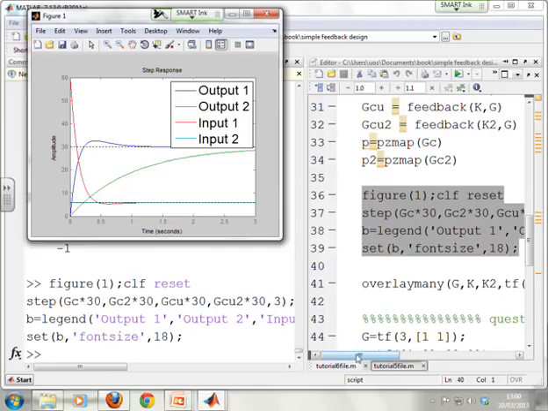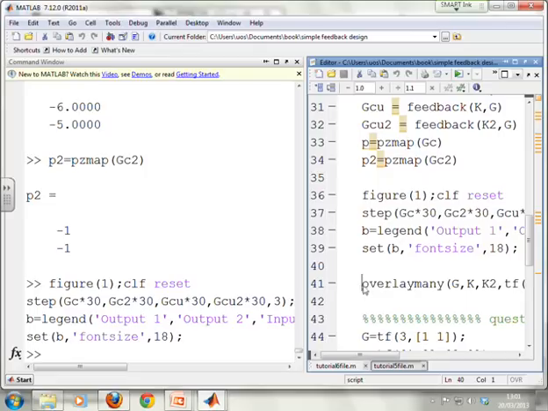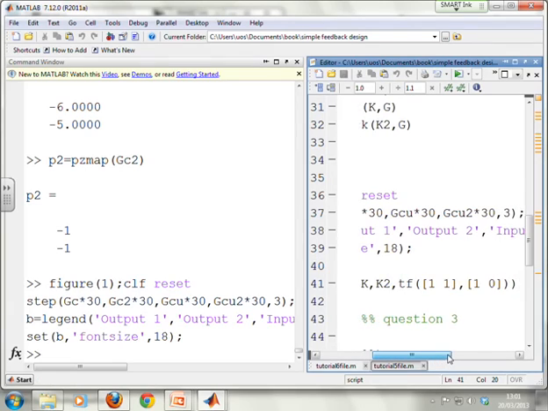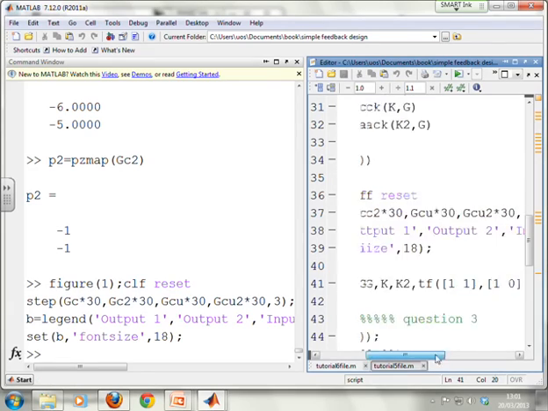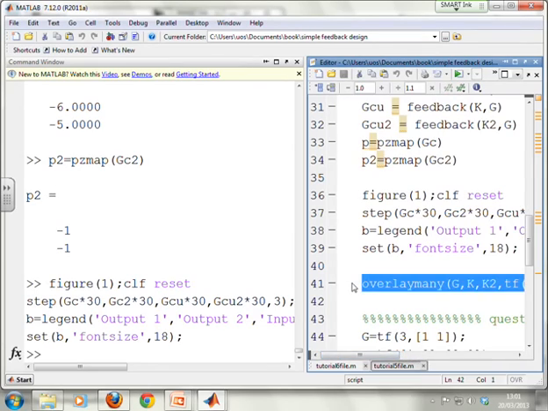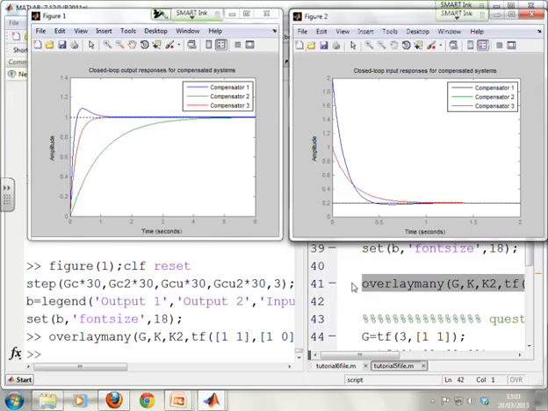Now, you might want to explore a bit and say, oh, well, what about trying to get a compensator somewhere in between? So I'm going to use this file, which I've written, overlay many, which allows you quickly to try different compensators and see what happens. So you'll see what I've done here. You put in your system G, and then you put in your different compensators, K, K2, and I'm going to add a third one here, and you'll see it's 1, 1 over 1, 0. It's roughly halfway between the other two compensators in terms of the gains. So let's run that and see what happens.